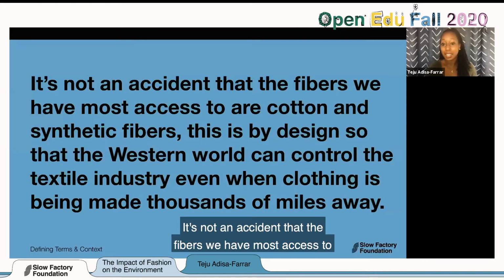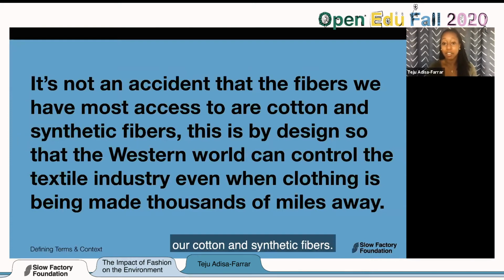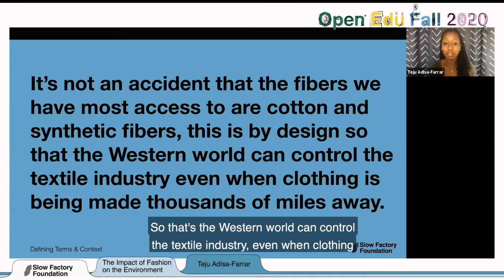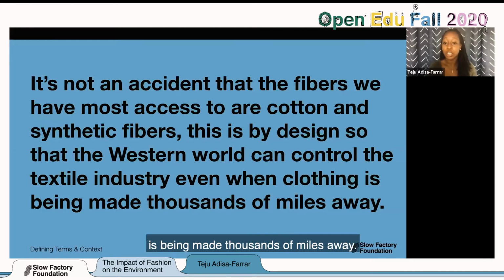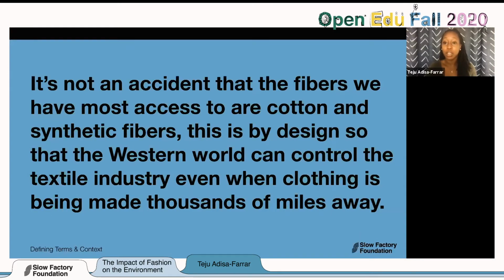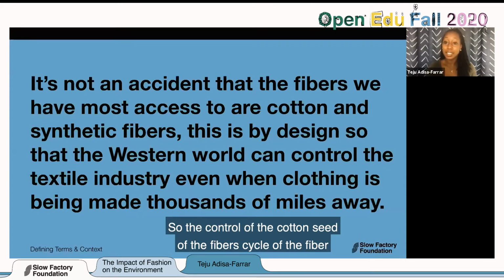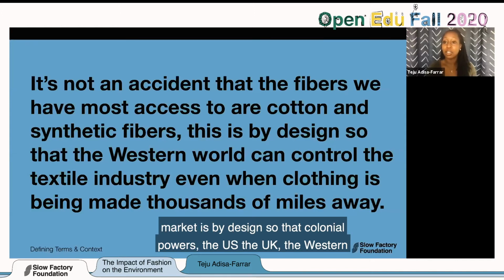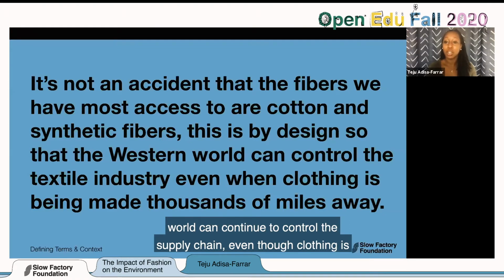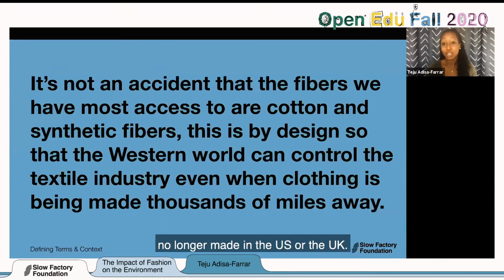It's not an accident that the fibers we have most access to are cotton and synthetic fibers. This is by design so that the Western world can control the textile industry, even when clothing is being made thousands of miles away, right? So the control of the cotton seed, of the fiber cycle, of the fiber market is by design so that colonial powers, the US, the UK, the Western world, can continue to control the supply chain, even though clothing is no longer made in the US or the UK.